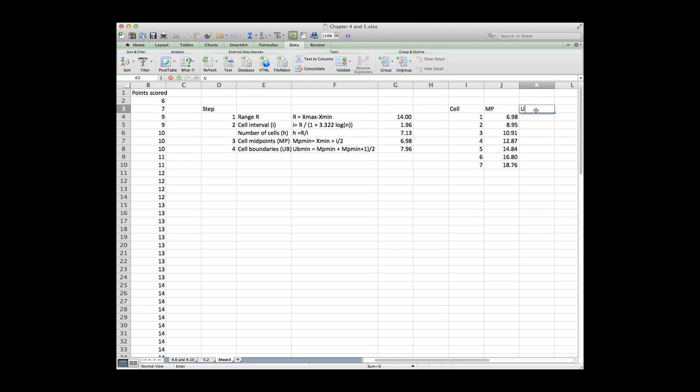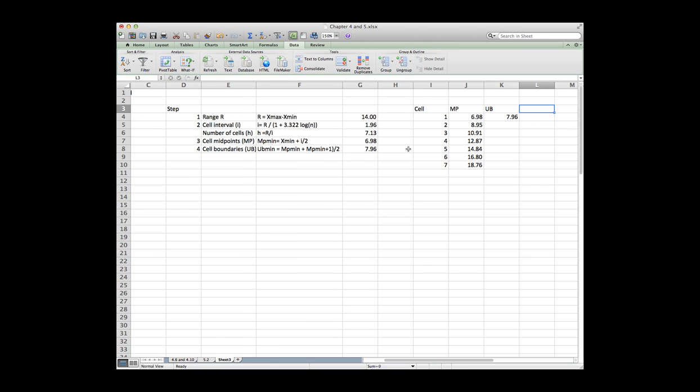Okay, so we're getting pretty close. Just going to put in this cell boundary here, the upper boundary. And what we should be able to do is put in the lower boundary as well. And this will be that 7.96, the upper boundary, minus the lower boundary. To get the rest of the upper boundaries, I'm going to add the cell interval. And I'm going to do the same to get the lower boundary.